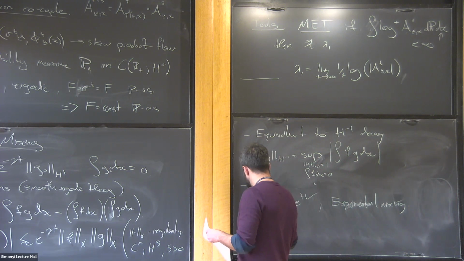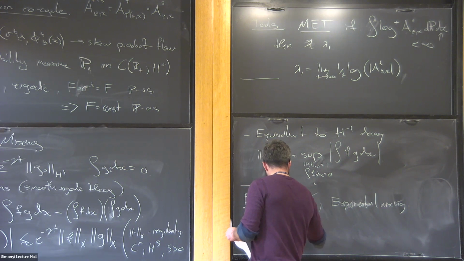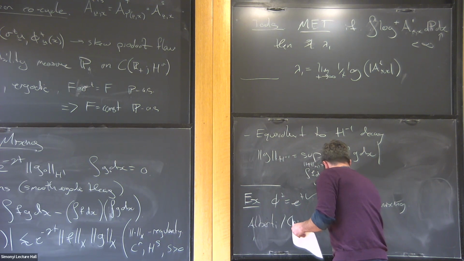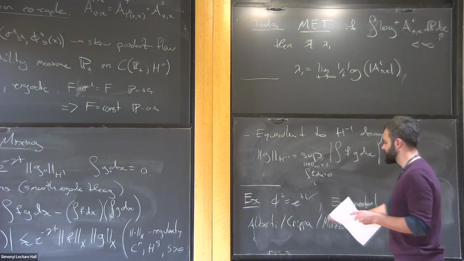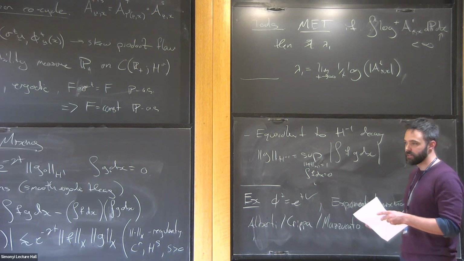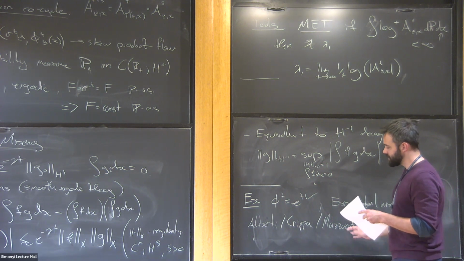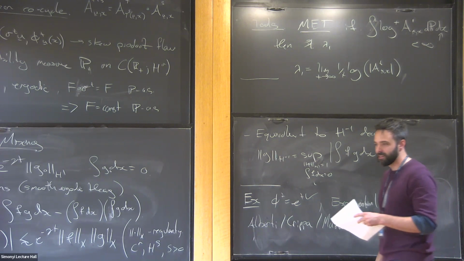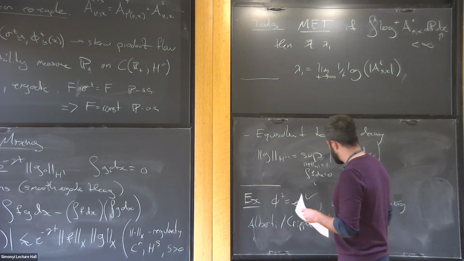So, for instance, the work by Alberti, Crippa, Mazzucato. They're able to construct a time-dependent velocity field, which is Lipschitz, that mixes. But in general, it's very hard to construct these things by hand that are not, again, in a uniformly hyperbolic setting.